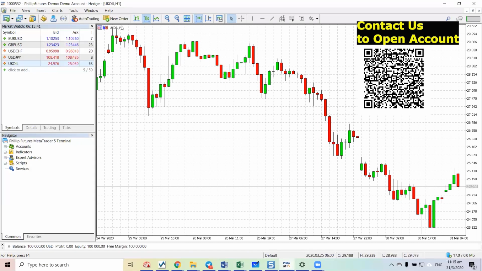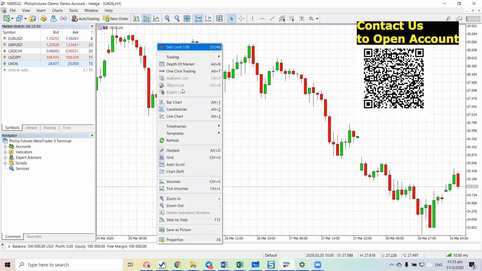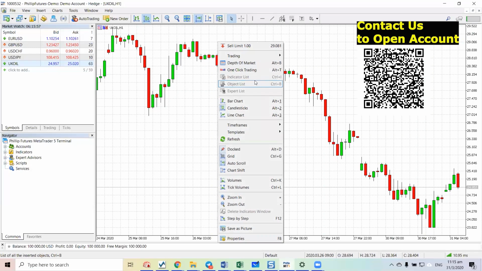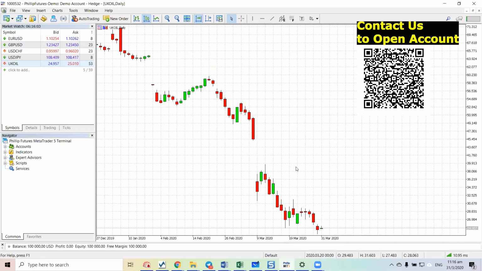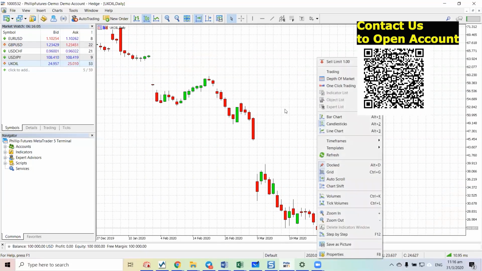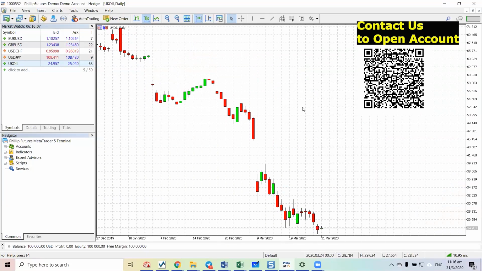This H1 is a 1 hour candlestick. That means one candlestick is 1 hour. If I want to change this to daily, where do I go? Under time frames, right click, time frames. I can change to daily. So this is a daily candlestick. So this is the oil daily candlestick.